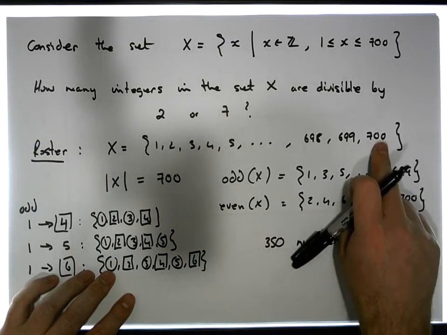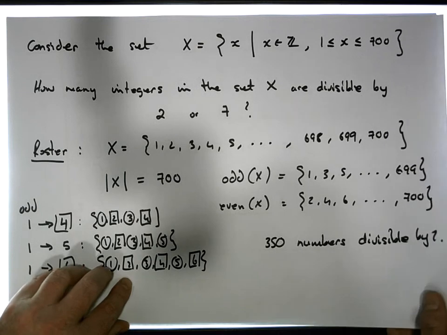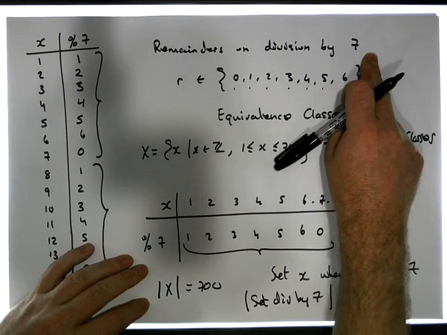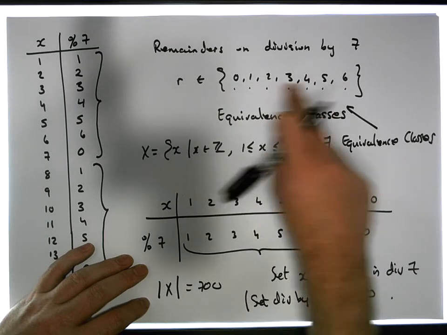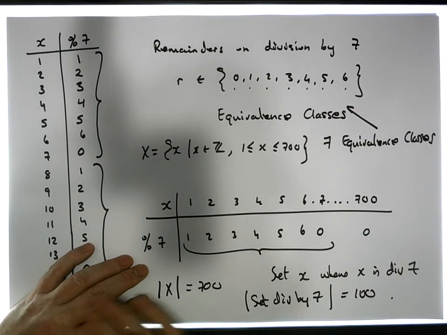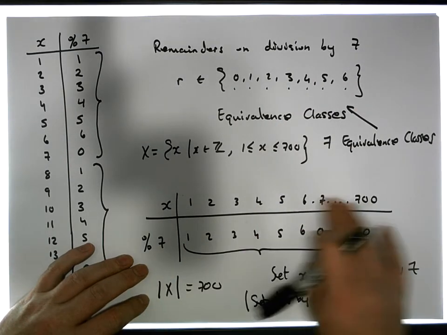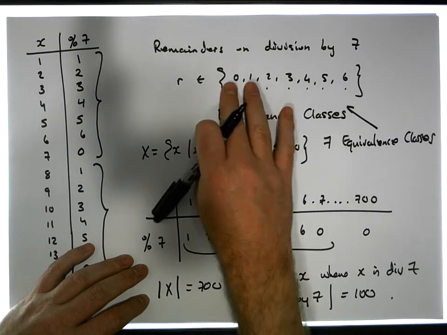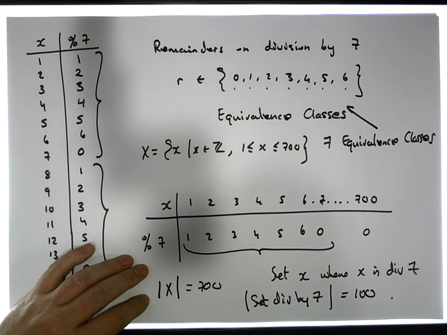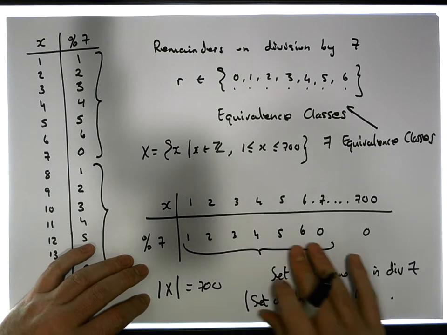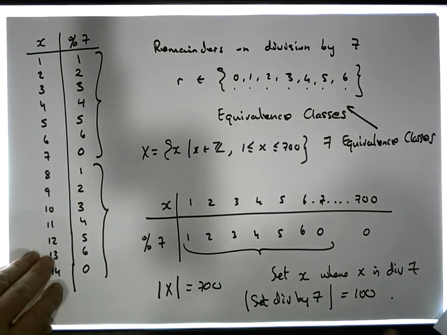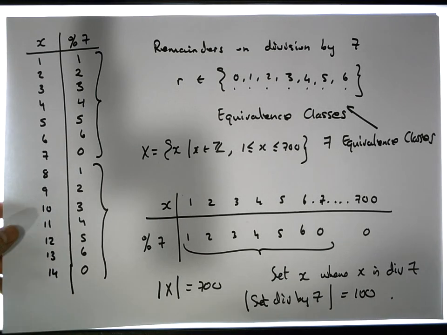So there was 350. In this case, we have the remainders on division by 7, so there are 7 equivalence classes. Each number, and they're all consecutive, has to fall into one of these 7 equivalence classes when we divide by 7. And you can see it's a consecutive pattern that's working through. So what we'll end up with is that there's 100 numbers in the equivalence class.